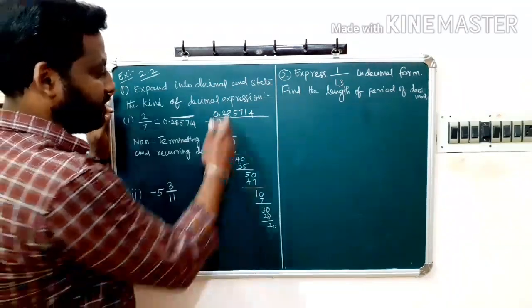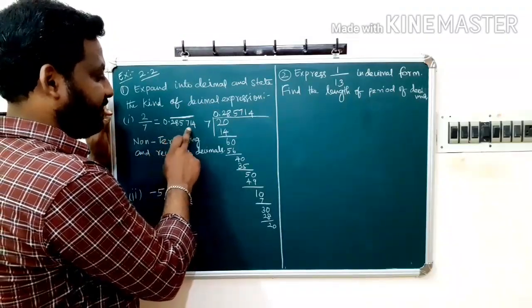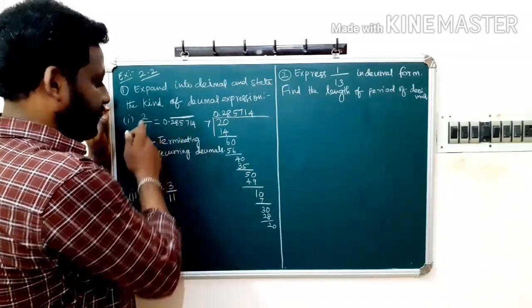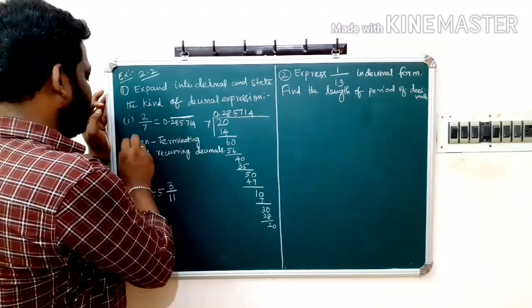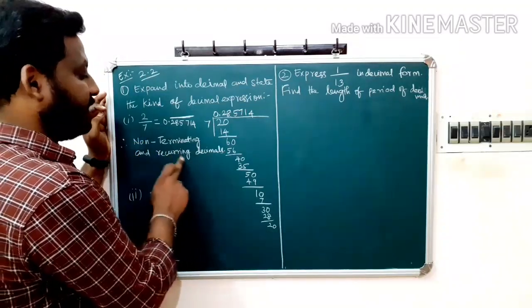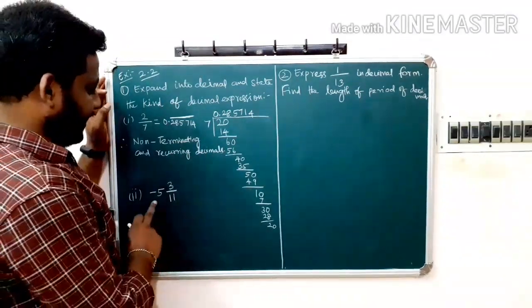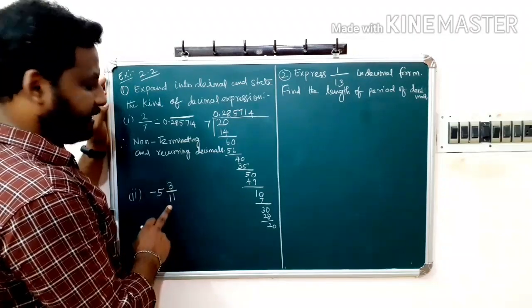Clear? So you have to write this division, and also you have to write 2 by 7 is equal to 0.285714 bar, and then also write the kind of decimal, that is non-terminating decimal and recurring decimal. Non-terminating and recurring decimal. And then the second question is minus 5 3 by 11.